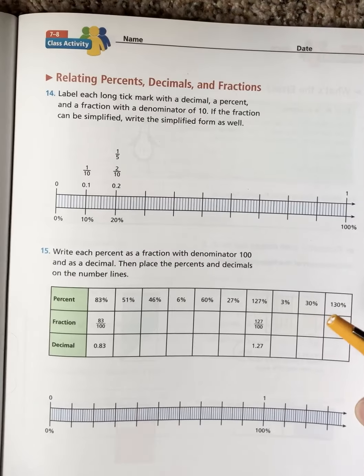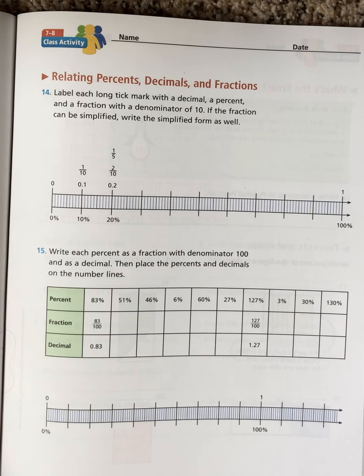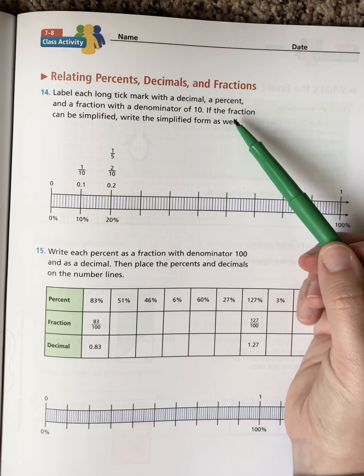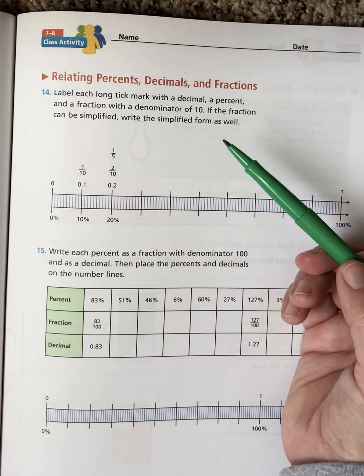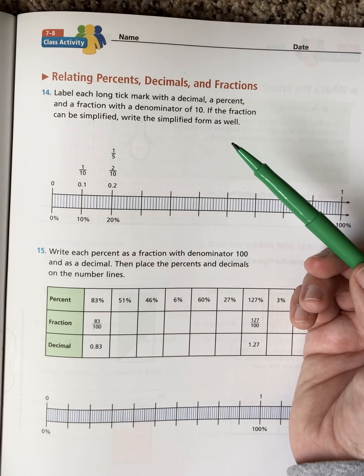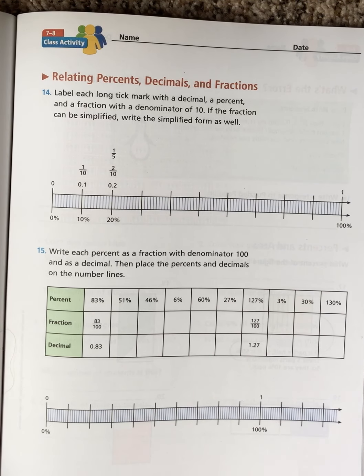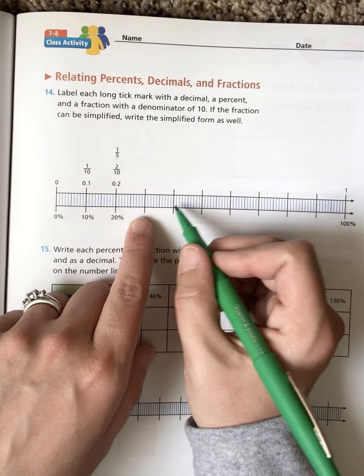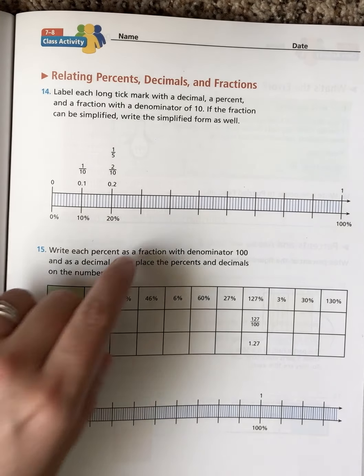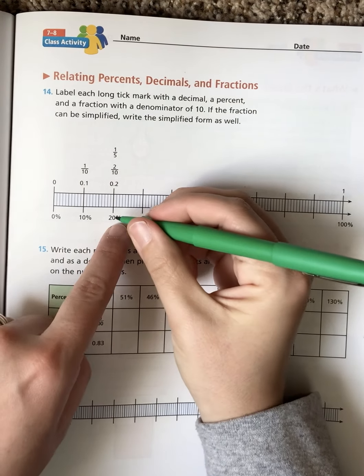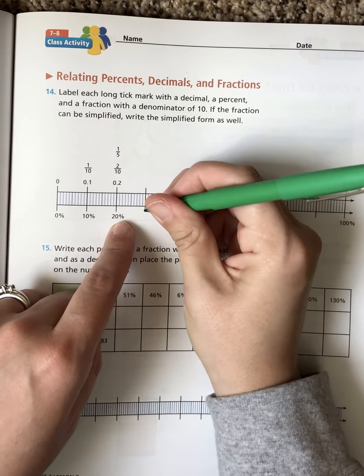Number 14 on our next page. Label each long tick mark with a decimal, a percent, and a fraction with a denominator of 10. If the fraction can be simplified, then write the simplified form as well. Okay, so each long tick mark, that's what these black ones are. So they've already done the first ones for us. And I can follow the pattern here and see that on the bottom it's going by percent. So I'm going to continue.